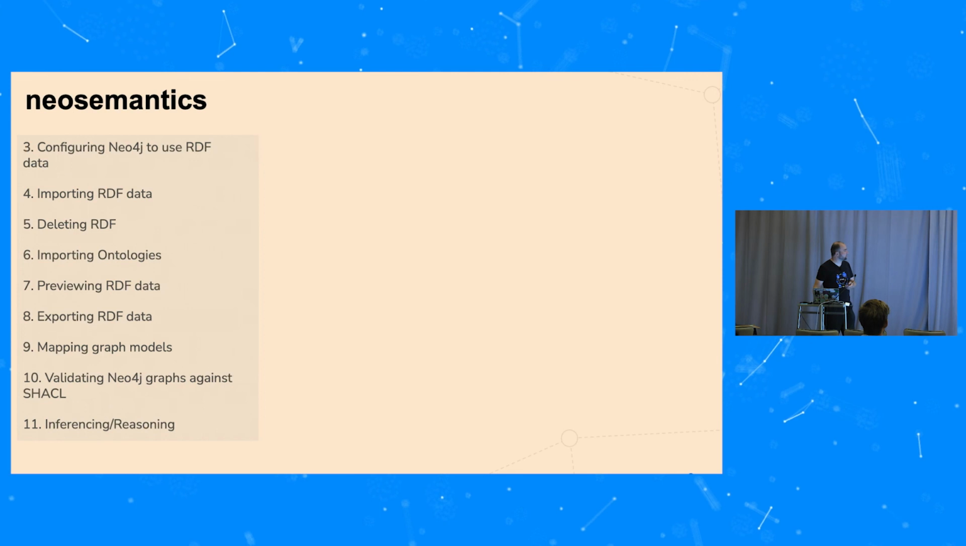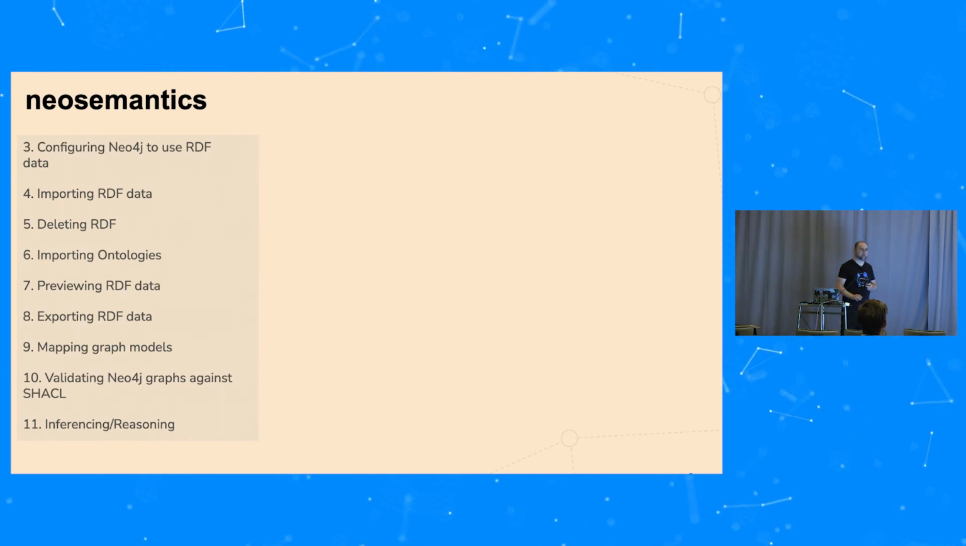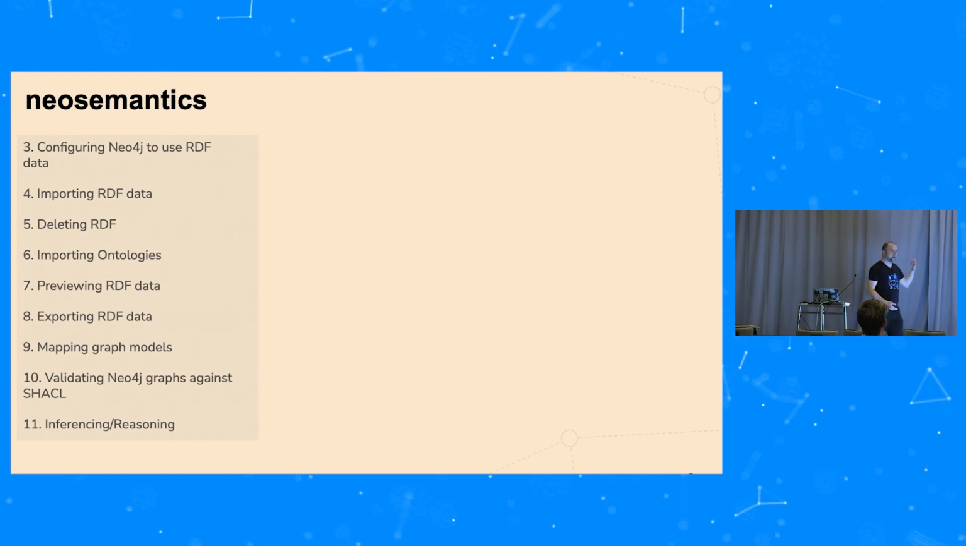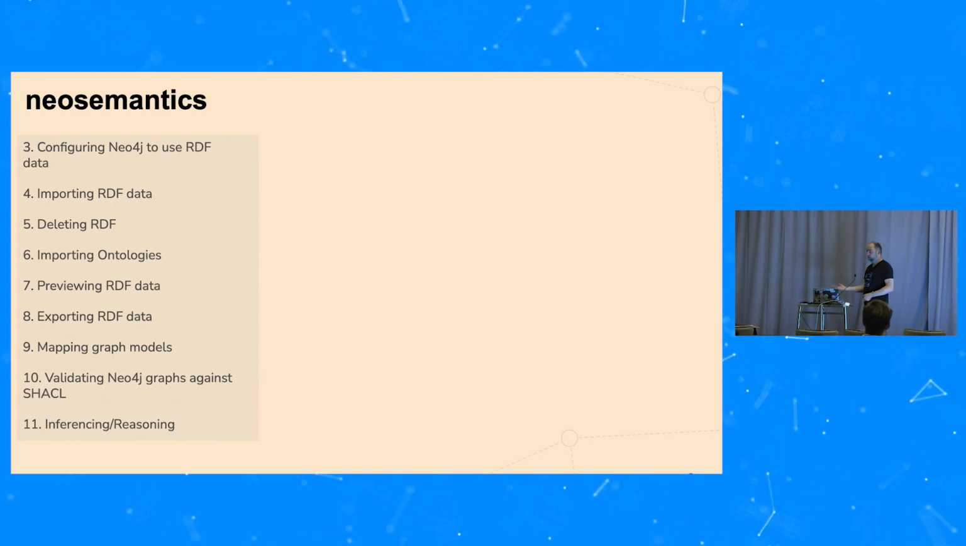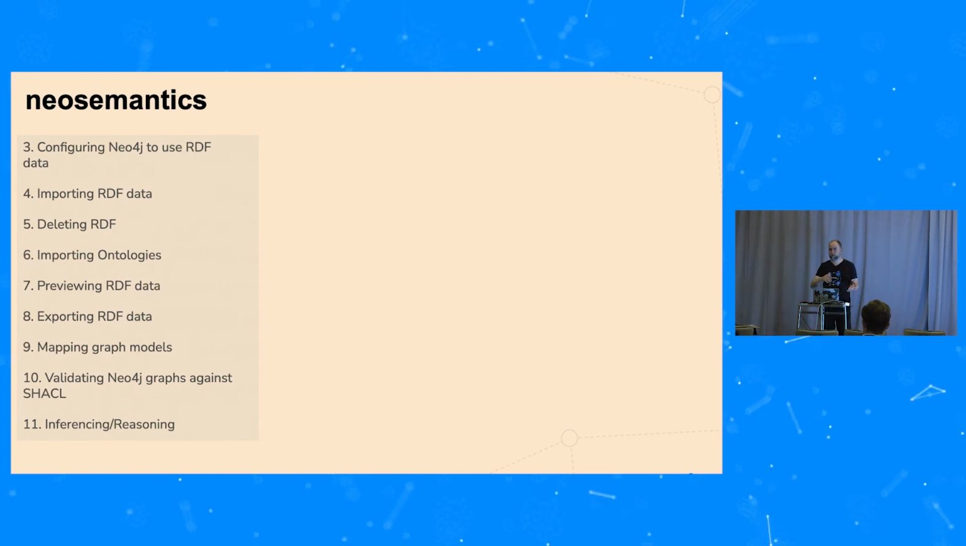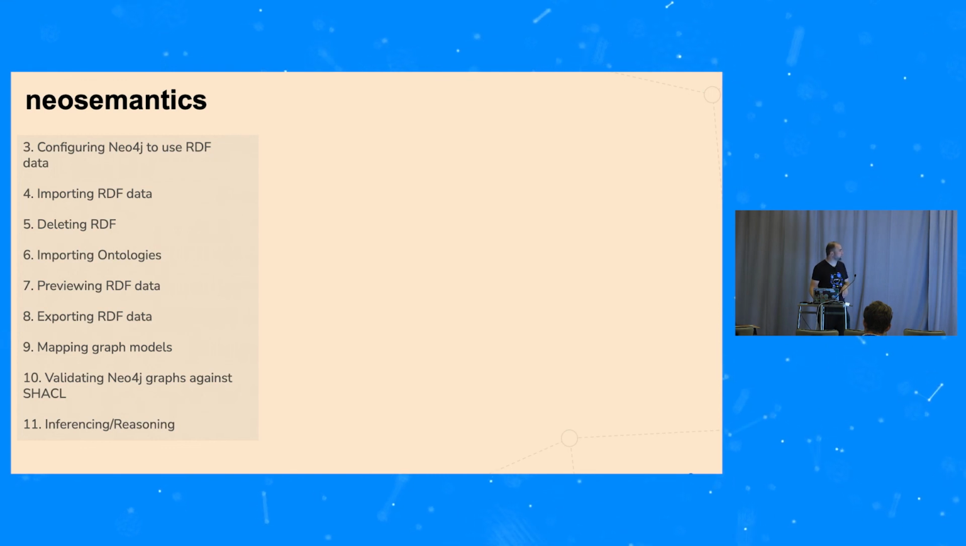There's Neo-semantics, where I didn't get a nice picture from Jesus, which integrates with RDF data sources. So you can load RDF data, you can do a little bit of inference, you can project Neo4j property graphs as RDF resources and things like that, which is really useful. And so these are a few examples of existing procedural libraries.